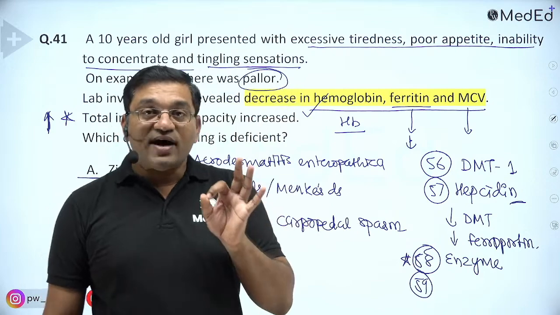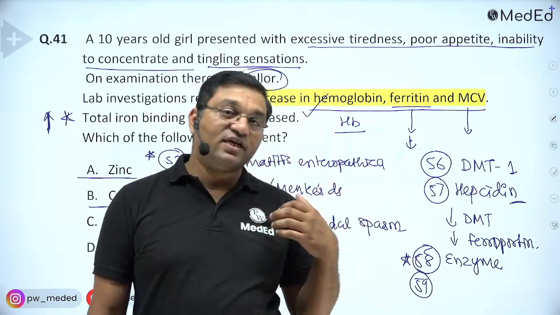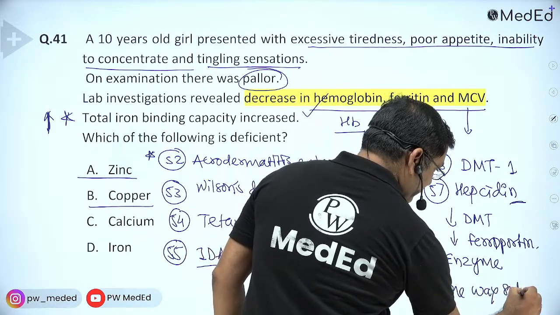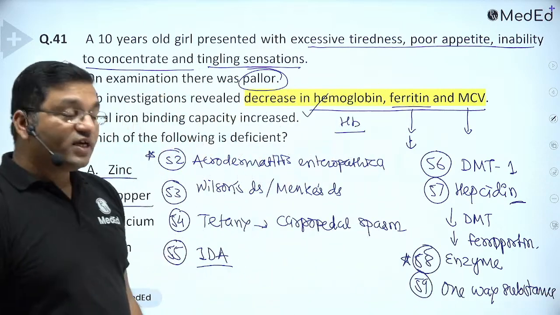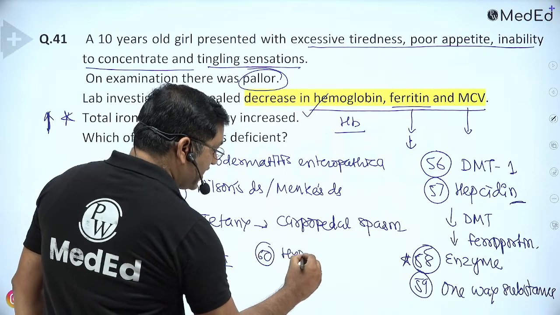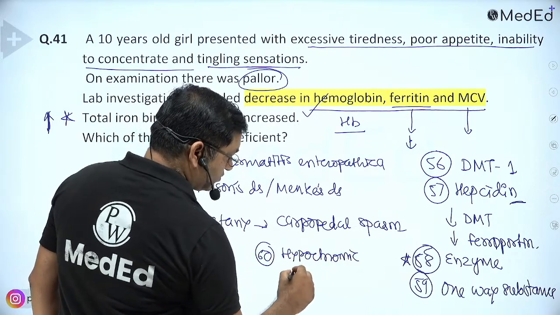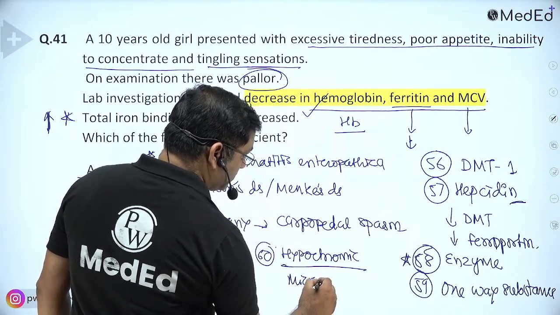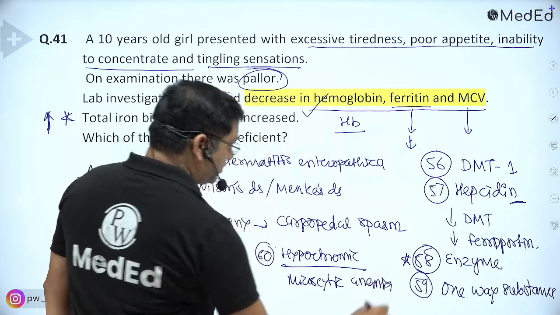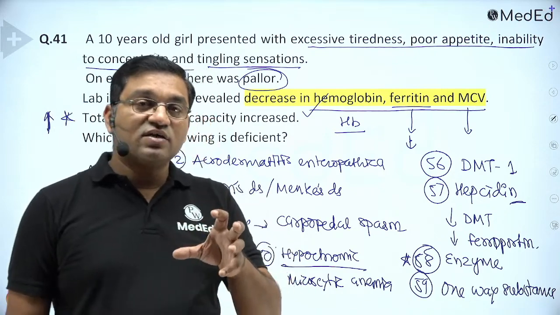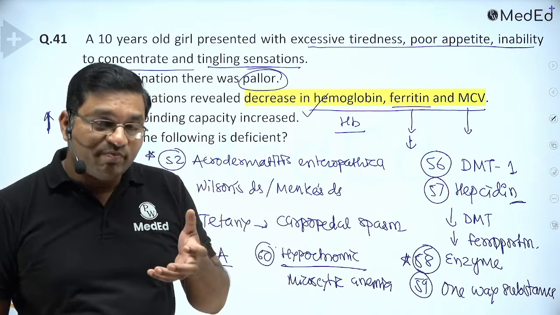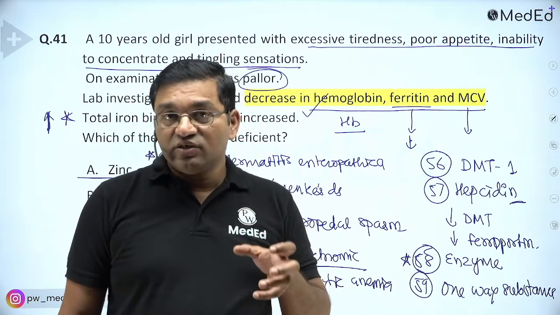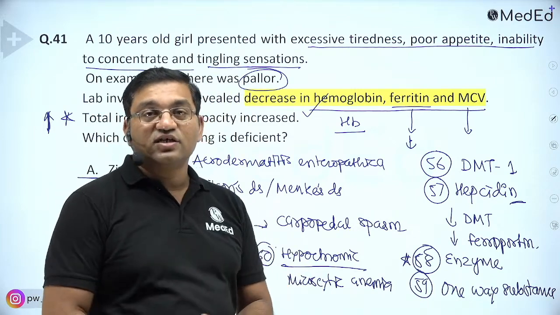Iron is an important micro element. It is a trace element. When the requirement is less than 100 milligram, it is known as a trace element. It is a one-way substance. Deficiency of iron causes hypochromic microcytic anemia. The rich source of iron is green leafy vegetables, mainly spinach. After spinach and other sources, then comes the meat. So green leafy vegetables are the important sources for iron.